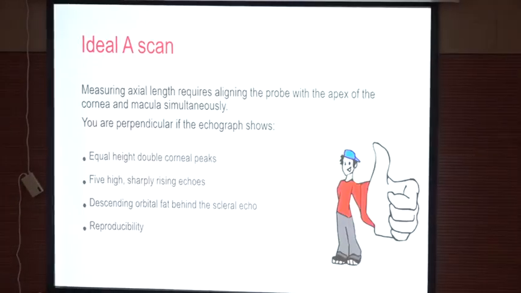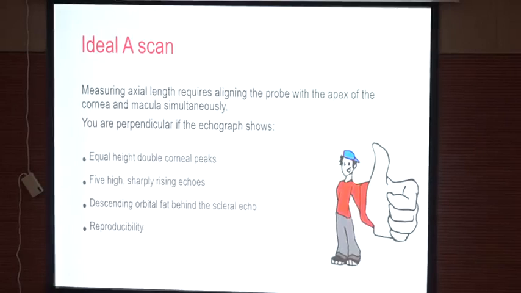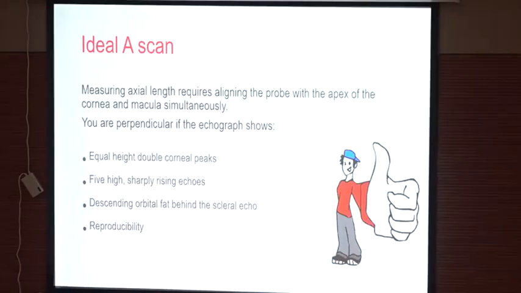So the ideal A scan: if you're perpendicular, your graph will show equal double corneal peaks. There will be 5 high sharply rising echoes. There will be descending orbital fat behind the scleral echo, and it will be a reproducible reading. So if you take multiple readings, they have to be approximately the same.